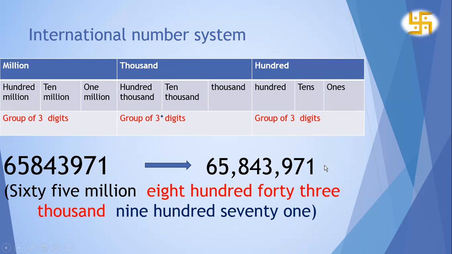65843971. First is the group of 3, so place a comma after 3 digits. Second is the group of 3, place a comma after 3 digits. Because 65 belongs to the million group, write 65 million. 843 belongs to the 1000 group, so write 843,000. 971 belongs to the 100 group, so write 971.